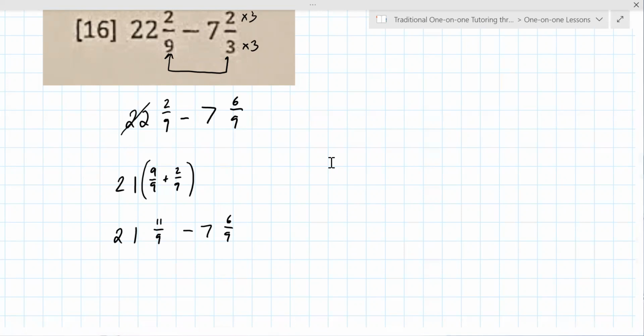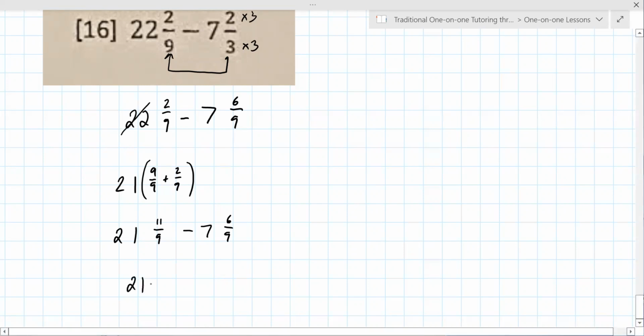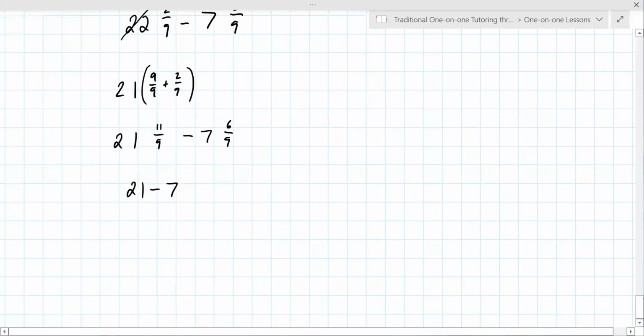Well, this is practice, so you can make some mistakes and learn from them and you'll do better on the test. So you subtract 21 and 7, and then 11 ninths minus 6 ninths is 5/9. It's 14 and 5/9. Yes, very good.